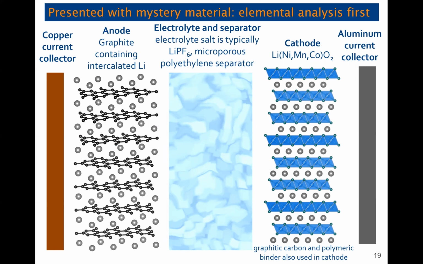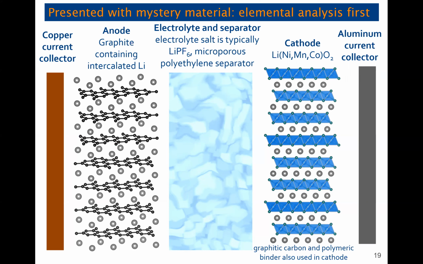So the way that I started this study was, first, on all the samples, we do elemental analysis, and we can have some guess about what elements might be in here, just knowing that it came from some kind of lithium ion battery. I'm showing on the screen here a typical configuration for a lithium ion battery.